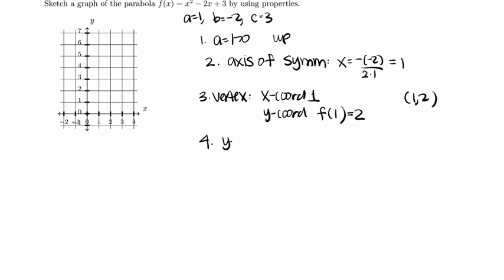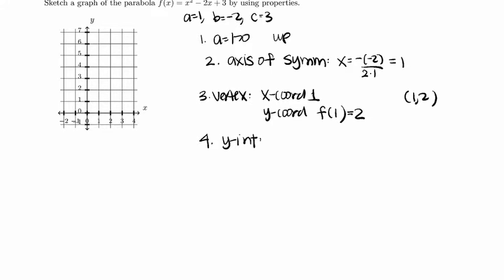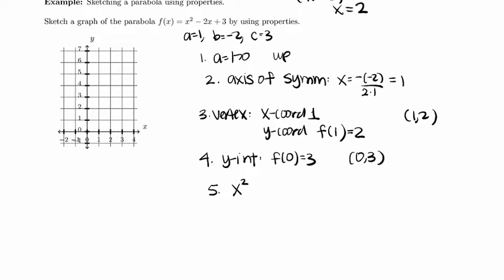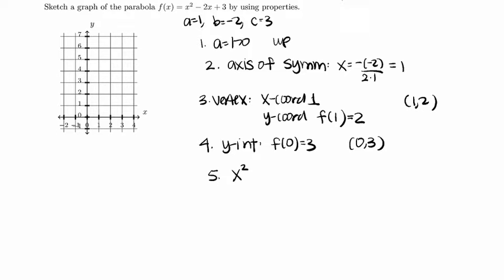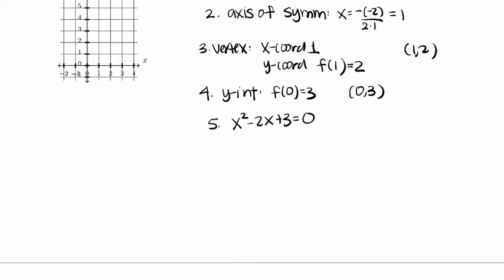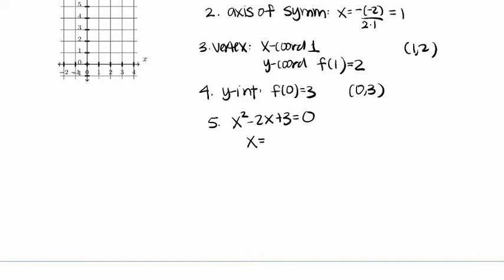My y-intercept, I'm just going to plug 0 into my function, and I'm going to get 3. So the y-intercept is going to be 0, 3. And then lastly, talk about x-intercept. So that's x squared minus 2x plus 3 is 0. You're going to try to factor this. So two numbers that multiply to 3 and add up to -2, that doesn't exist. So we're going to do the quadratic formula.